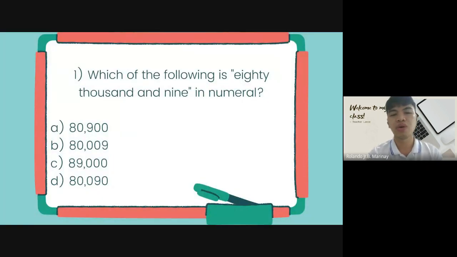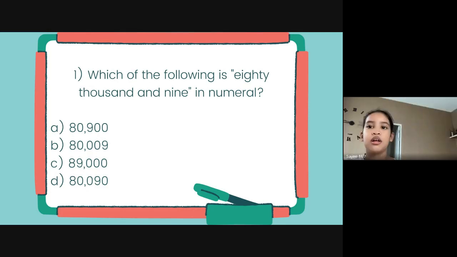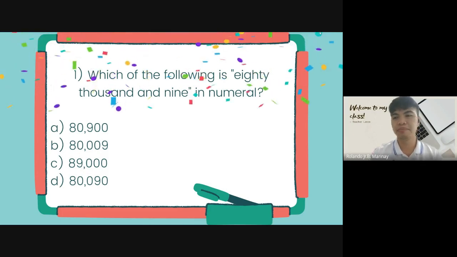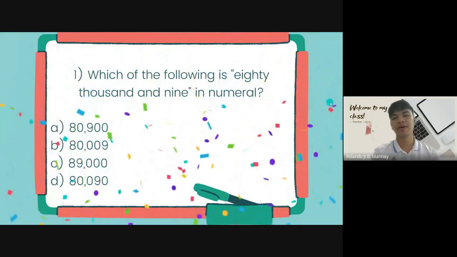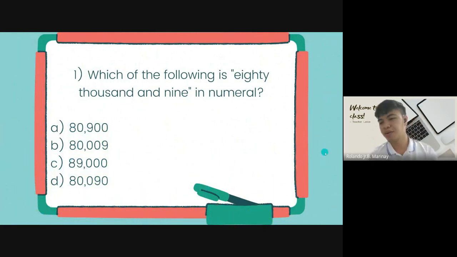Number 1. Which of the following is 80,009 in numerals? Is it A, B, C, or D? 80,009. Which one is it? B. Very good, it's letter B. Number 1 is B. Very good, Ayun. Ayun got 3 points.